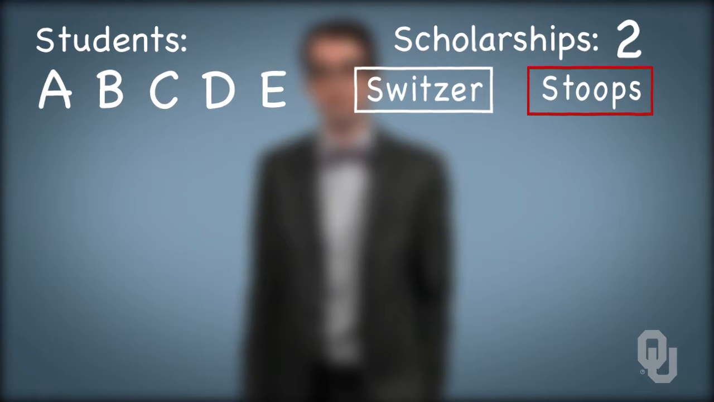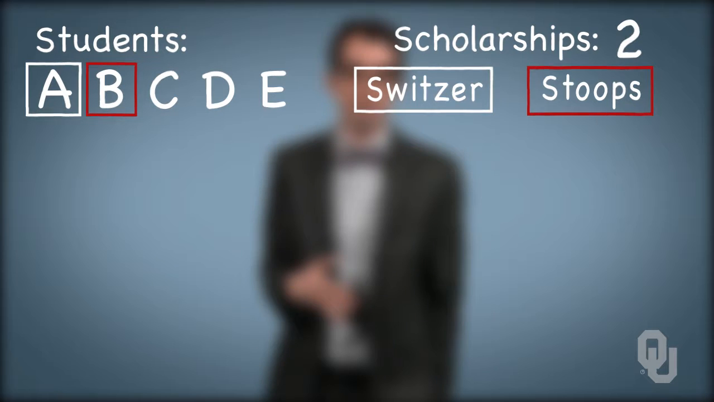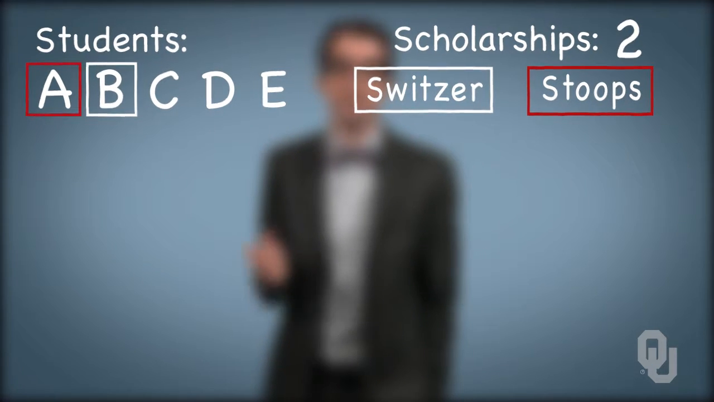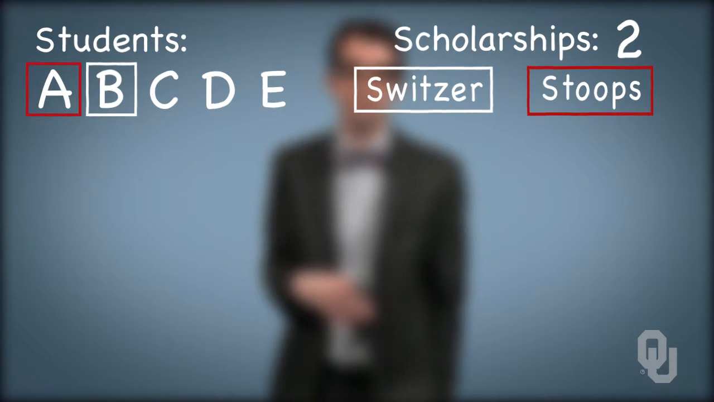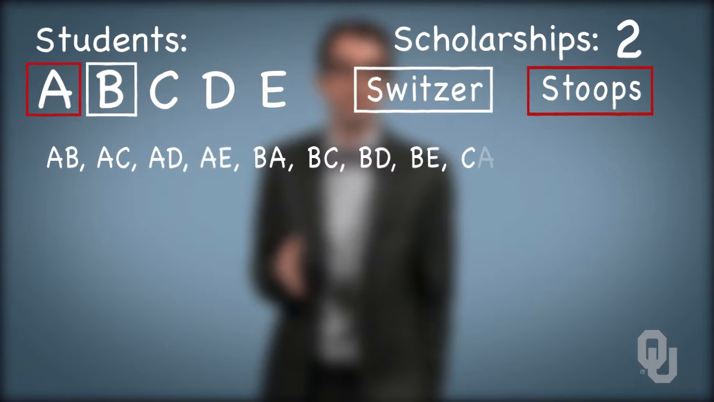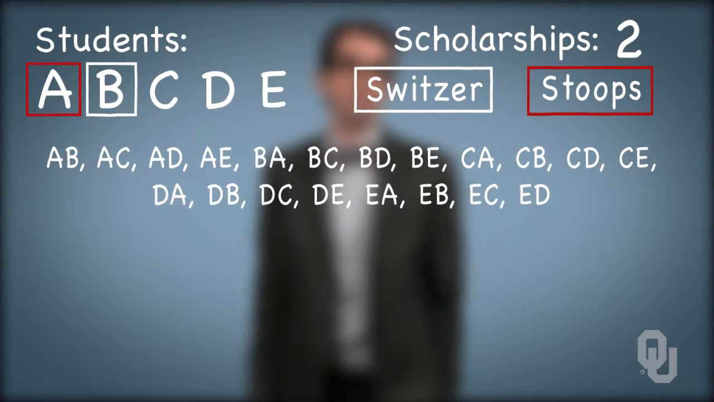Let's enumerate these possibilities. A gets the Switzer scholarship and B gets the Stoops scholarship, or B gets the Switzer and A gets the Stoops scholarship, such that AB is different from BA because arrangement matters. Or there's AC and CA, AD and DA, and so on, for a total of 20 possibilities.